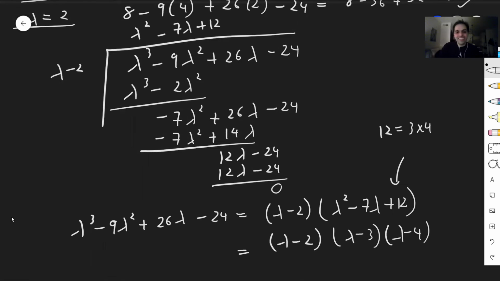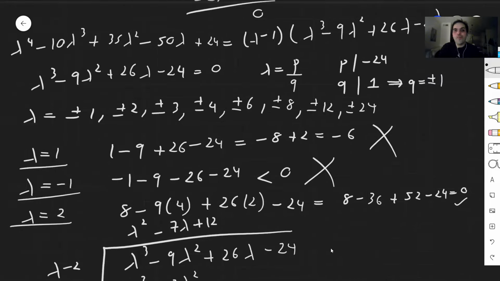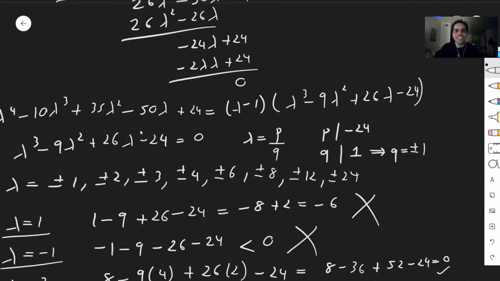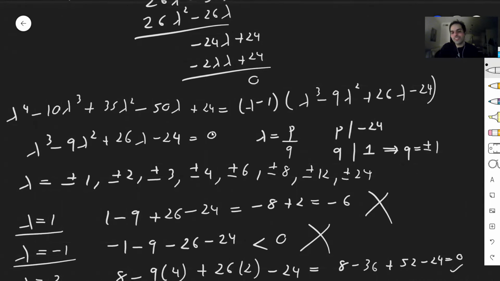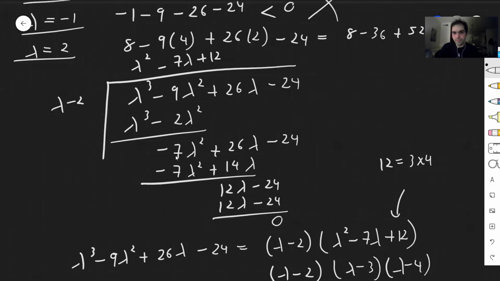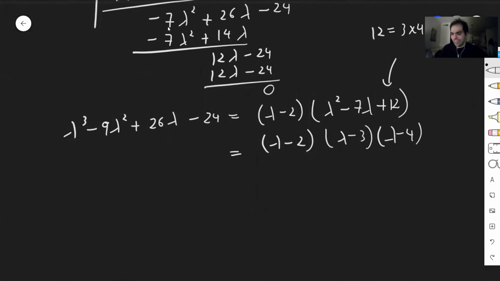We have that. So, however, careful. Remember, that's not our polynomial. Our original one was here. So the original polynomial is lambda minus 1 times all the other things. So in other words, lambda to the 4th minus 10 lambda cubed plus 35 lambda squared minus 50 lambda plus 24.